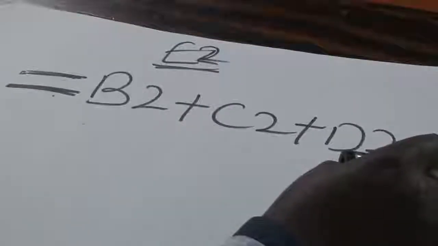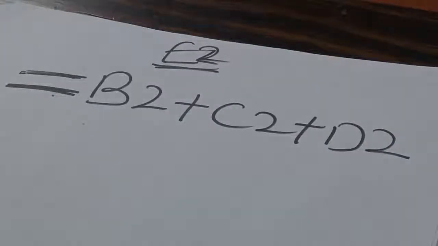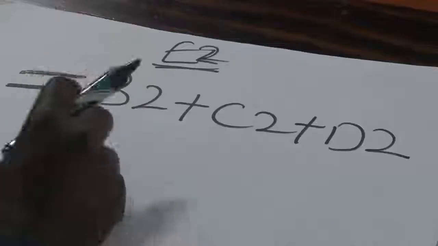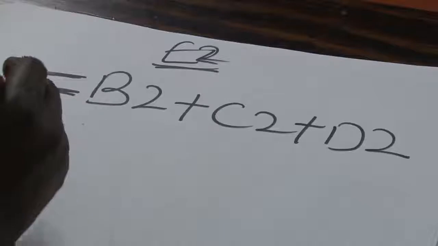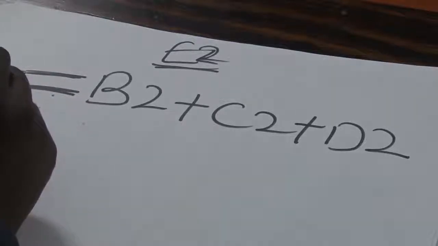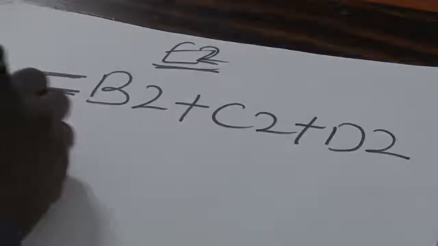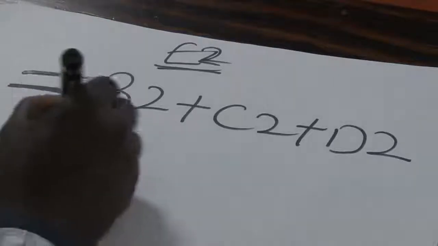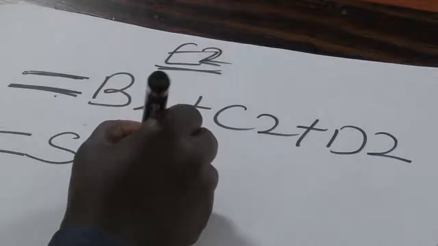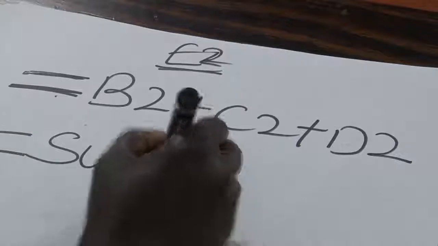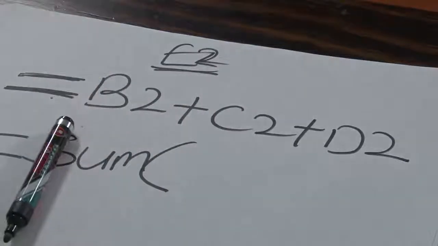So, here is my answer. Is there a problem? No. Do you understand? Yes. But you need to practice. Another way of writing this answer is by using the function of sum. You write it like this. Equal sum. You open a bracket. Take the first one.